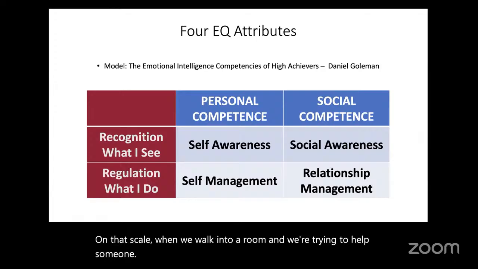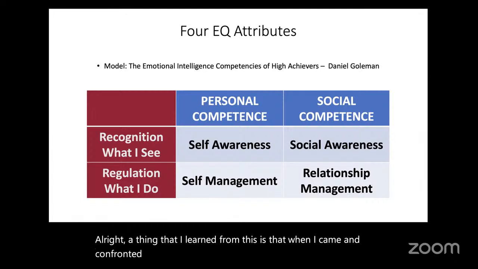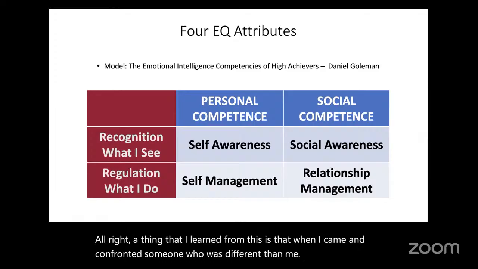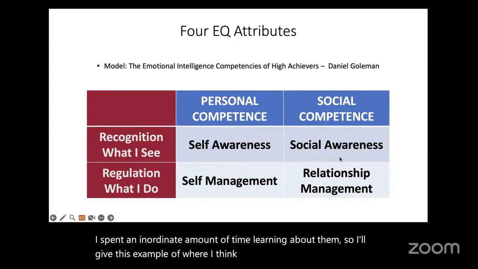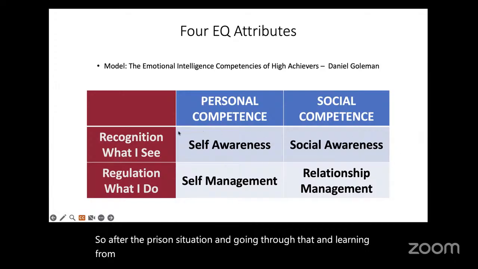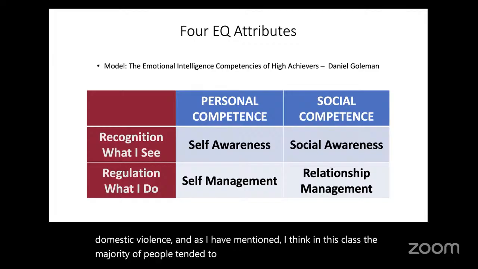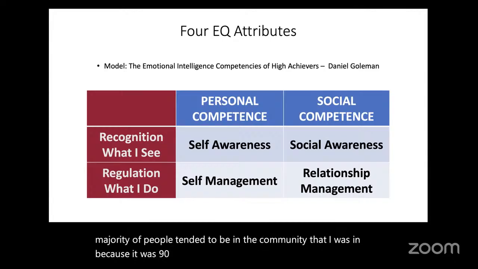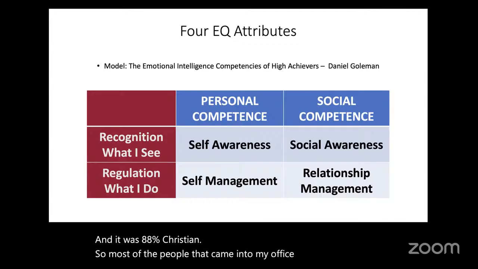And I hope you're seeing this on that scale when we walk into a room and we're trying to help someone. A thing that I learned from this is that when I confronted someone who was different than me, I spent an inordinate amount of time learning about them. So I'll give this example of where I think I grew in this area. After the prison situation and learning from that, I went back into dealing with relationship violence, domestic violence. As I mentioned in this class, the community I was in was 95% white, 99% women, and 88% Christian. So most of the people that came into my office were white female Christians.